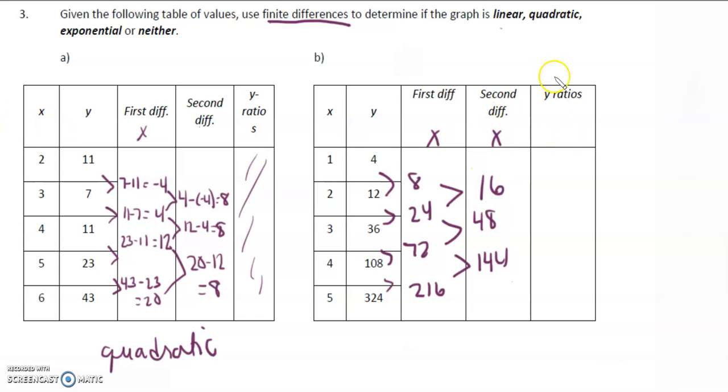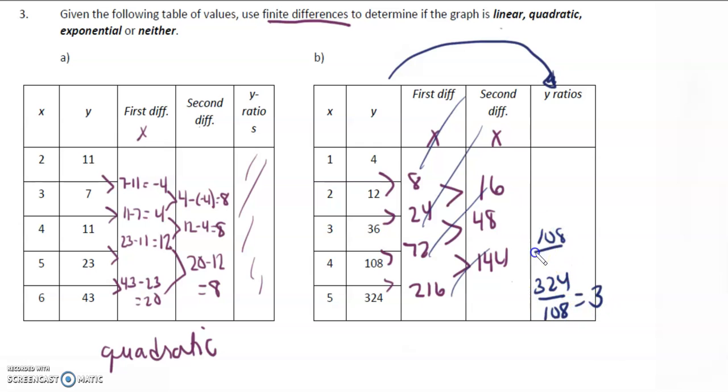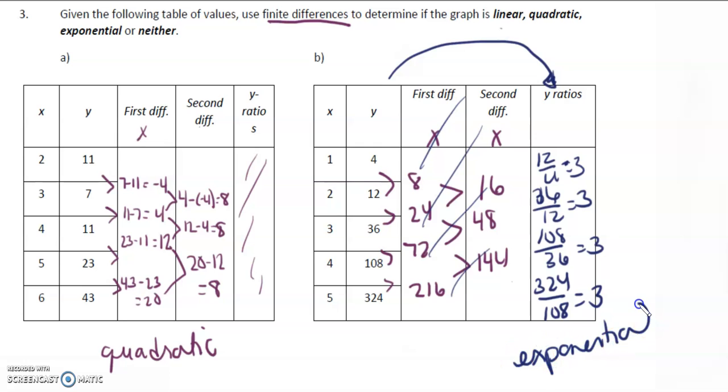So let's go ahead and do the ratios of the y's. So we disregard these two columns and we divide the y's. So 324 divided by 108 equals 3. 108 divided by 36 equals 3. 36 divided by 12 equals 3. 12 divided by 4 equals 3. And because these are constant, we can know that this is exponential.